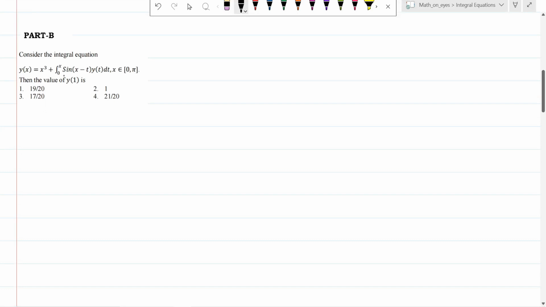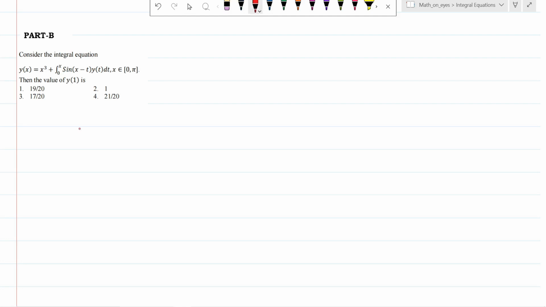Consider the integral equation y of x is equal to x cube plus integral 0 to x sine of (x minus t) into y of t dt. Now we need to find the value of y of 1. Here we can solve the problem by the method of resolvent kernel, but we are not going to do it that way because it is a lengthy method. I'm going to solve by the Leibniz rule.